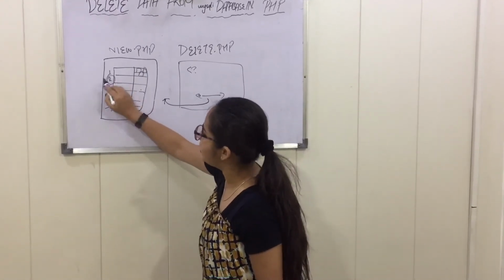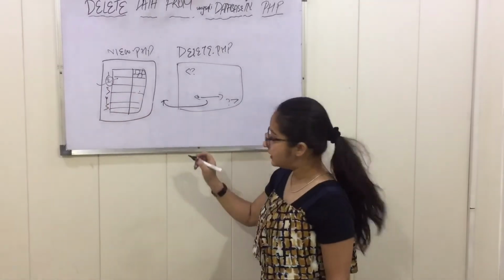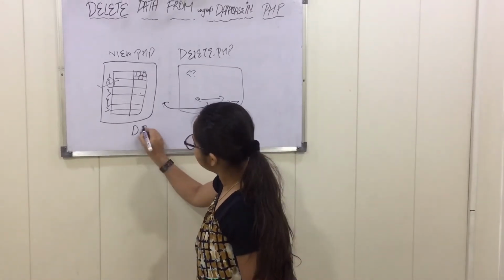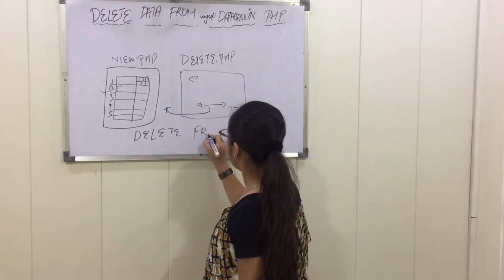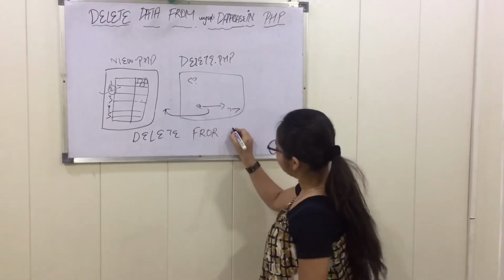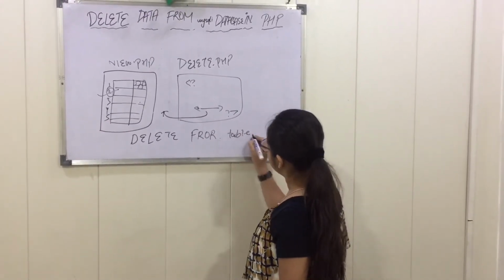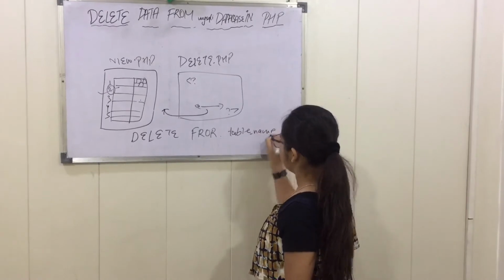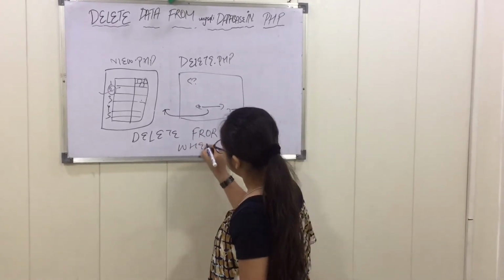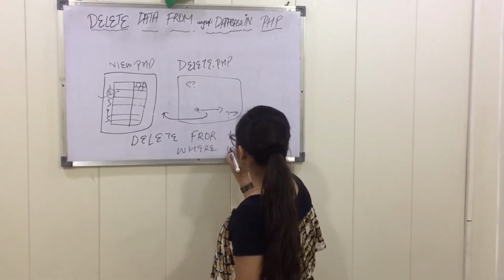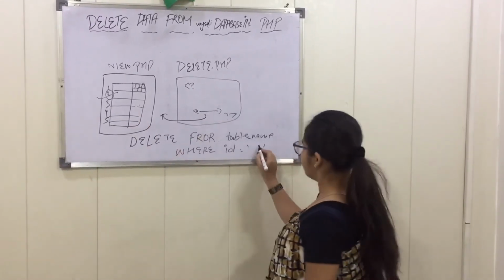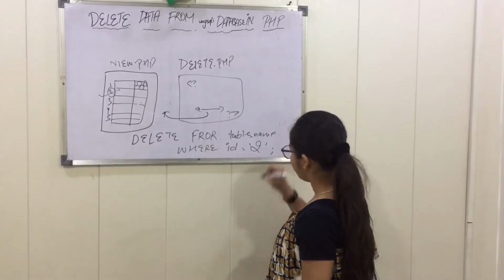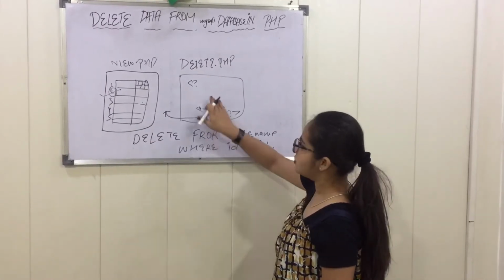Suppose I want to delete my 2 number record. So what is the syntax? That is delete from, after that the table name, after that where, that is ID. I want to delete the ID. Suppose I want to delete 2 number. So here I will write 2 and then semicolon. So this syntax I will use here.